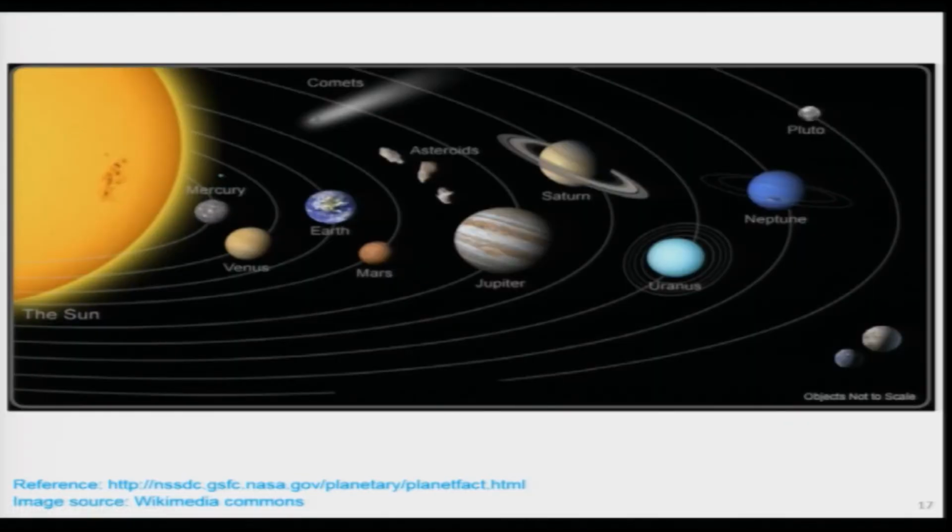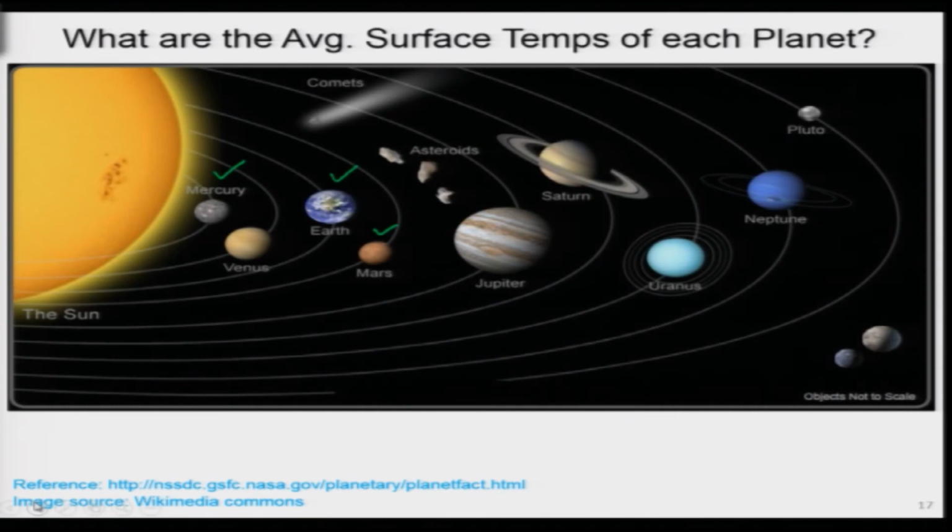Mercury is the closest to the sun, then we have Venus, then our blue planet Earth, then Mars, and then the remaining planets over here. So, the question I have put on the title: what do the students expect is the average surface temperature of each planet? I am not asking you to answer from memory, but I think there is a trend you will observe.